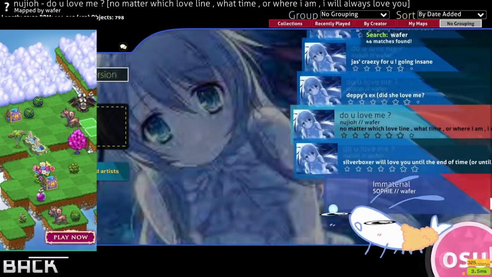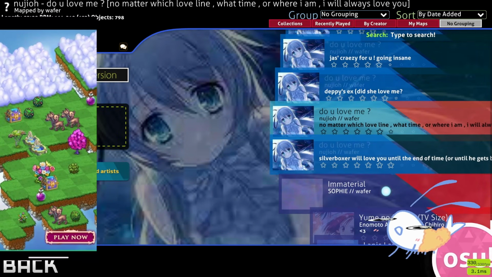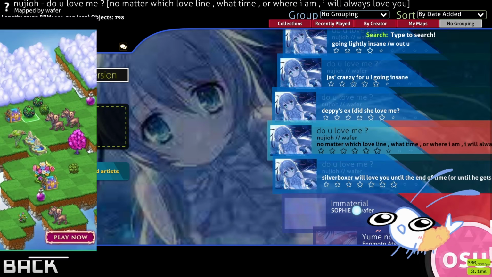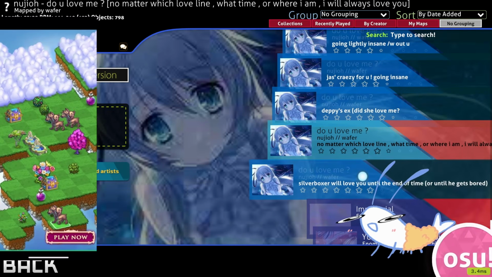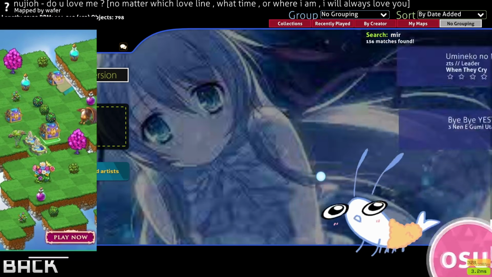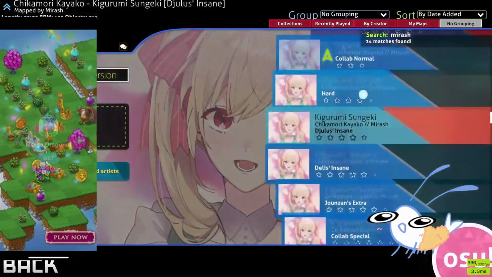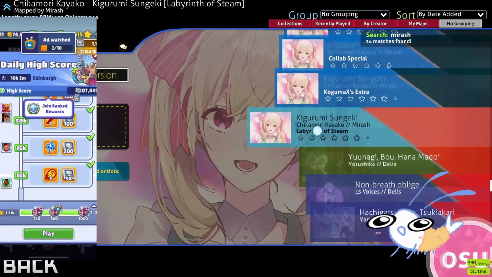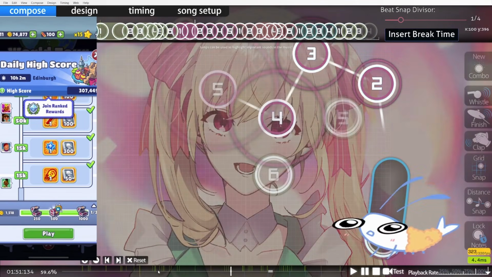All right, so I do want to also look at a difficulty that I think uses focal points in a way that follows the overall song really effectively. So let's take a look at this one. This is going to be from Mirage on Kigurumi Sungeki. This map is super, super fun.